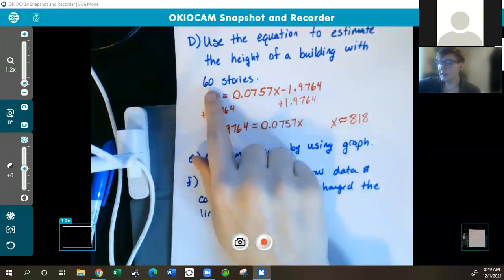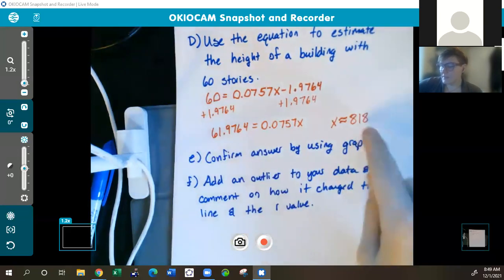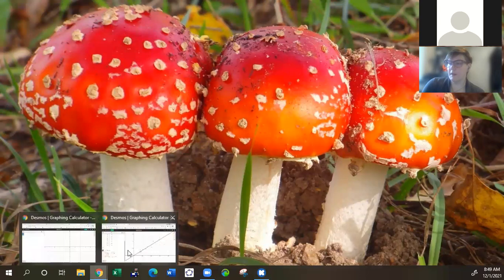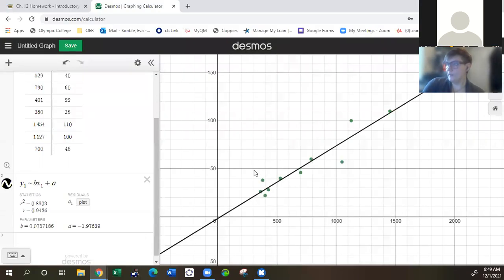So what that tells me is that if a building has 60 stories, we're going to estimate that it has a height of about 818. Now, if I look at my Desmos graph, if I look at where 60 is, so 60 is about right here, so 60 stories, and I follow my line down to the x-axis, it's a little bit above 800. That tells me that I had a good estimation. Also, if you click on this point and try to get to about 60 for your y value, about right here, you're going to see that you have an x value of 818, so we did good.